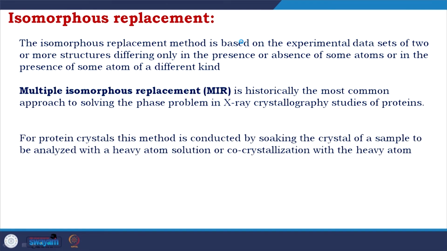For protein crystals, this method is conducted by soaking the crystal of a sample to be analyzed with a heavy atom solution, or co-crystallization with the heavy atom. I talked about this, but if you do not remember, when we get a crystal, we could soak a small molecule or a heavy metal into it. Is this a challenging process? Yes, it is a very challenging process, which I am going to discuss a little bit in the next class, but this is probably the only way.